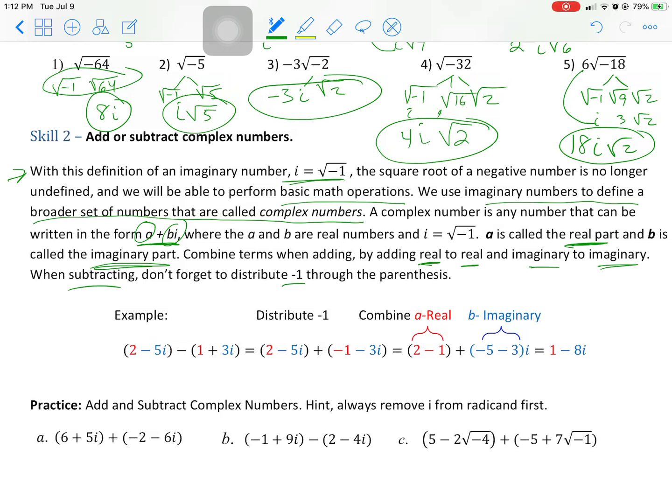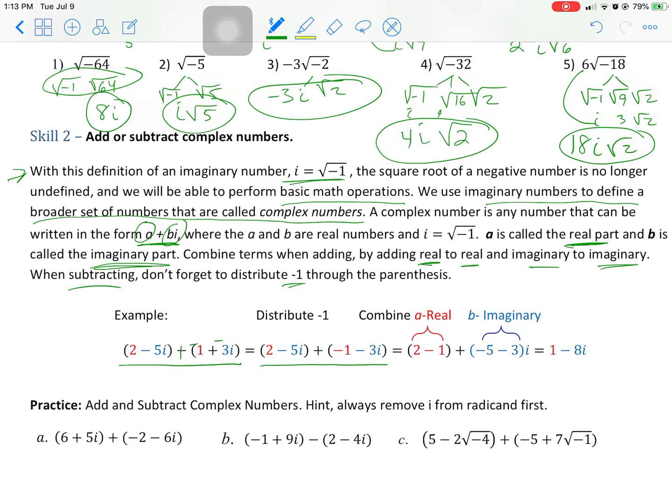So, let's stick with the green color here. Here's the problem. We are adding this complex number to this, we're subtracting this complex number from that complex number. So real to real, imaginary to imaginary, and if you're subtracting, don't forget to distribute the -1. So step 1, distribute this negative through, just like you would any other thing. So right here is the new problem.